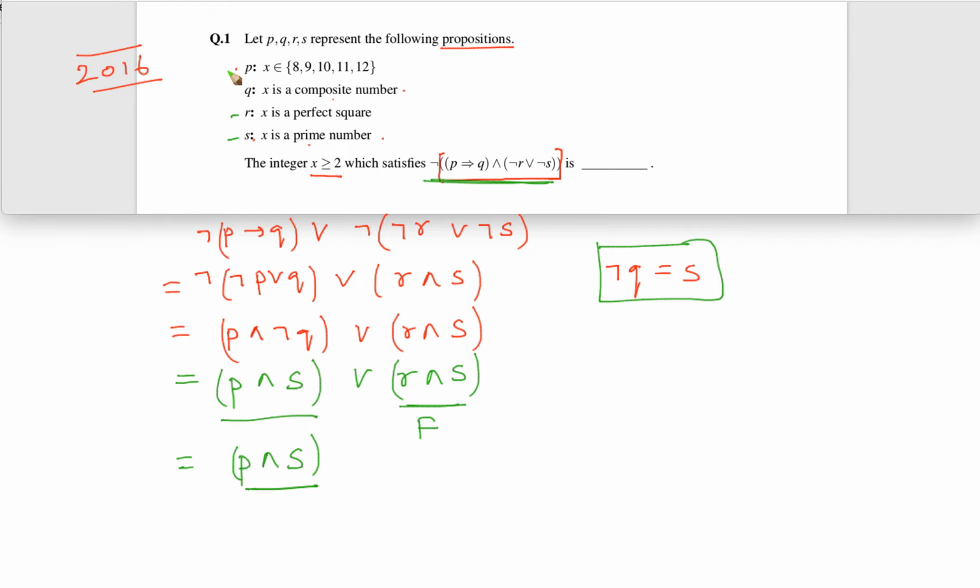What is p? P is this set, x belongs to something, and s is, x is a prime number. So finally we just have to see that in this set x is a prime number, which means we simply have to find the prime number in this set, and it turns out there is only one number, 11. So 8, 9, 10, 12 are not primes. The only prime in this set is 11. So the x which satisfies all these things is basically 11. So the answer is 11.